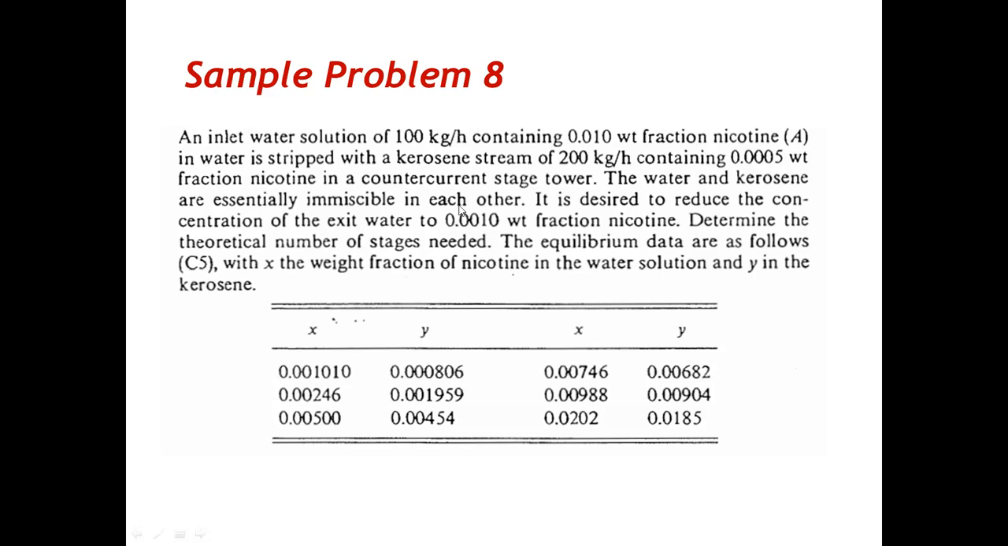So X is the weight fraction of nicotine in water solution and Y is the weight fraction of nicotine in the kerosene solution. This is like saying that this particular concentration of nicotine in the water solution is in equilibrium with this concentration of nicotine in the kerosene solution, or in our solvent, and so on and so forth with the following pairs of data. So let's start our solution for this problem.